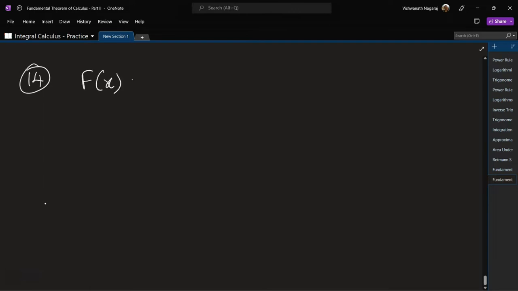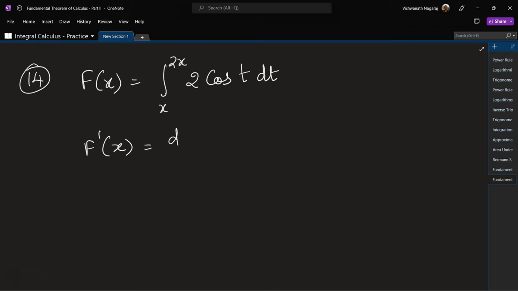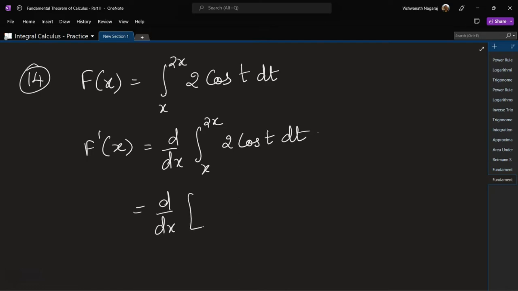Capital F of x is equal to the integral from x to 2x of 2 cos t dt. Okay, we need to differentiate. So F prime of x is equal to d by dx of the integral from x to 2x of 2 cos t dt. So this will be d by dx of, let's integrate this.